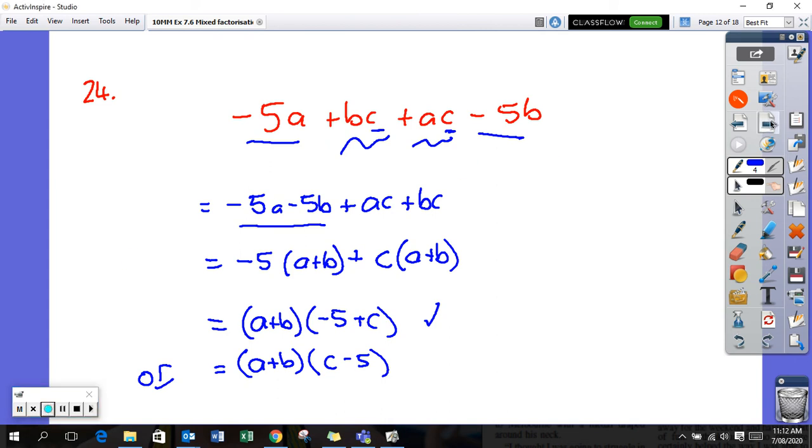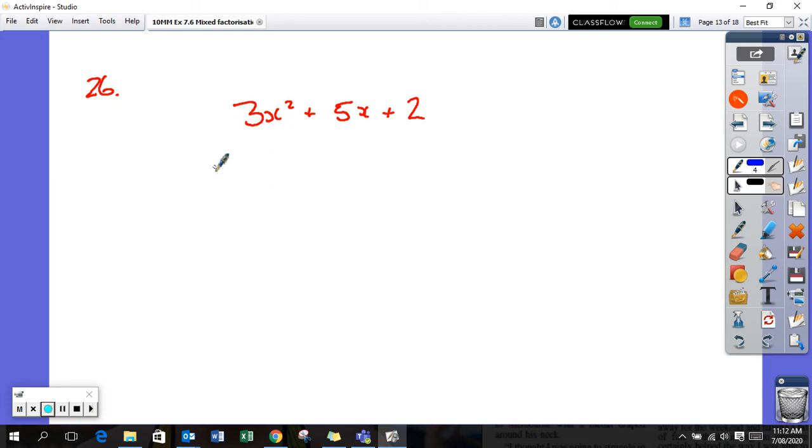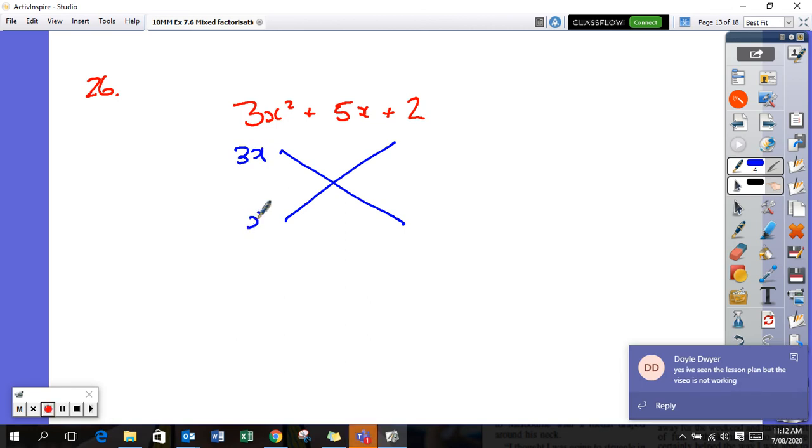Okay, on to question 26. Question 26, with no numbers in common. That's a quadratic trinomial, so we're going to go straight to flag and cross. 3 is a prime number, so the factors have to be 3x and x. And factors of 2 have to be 2 and 1.